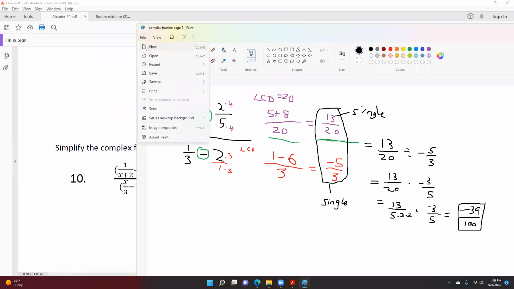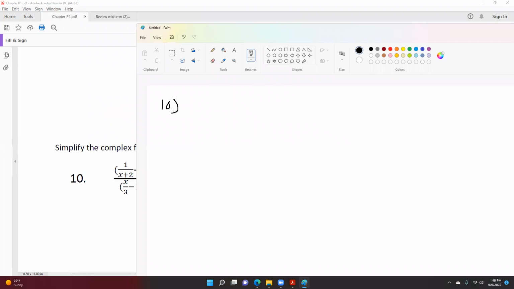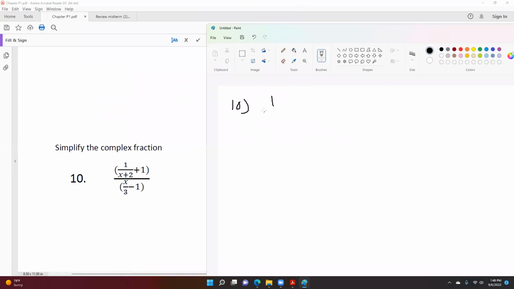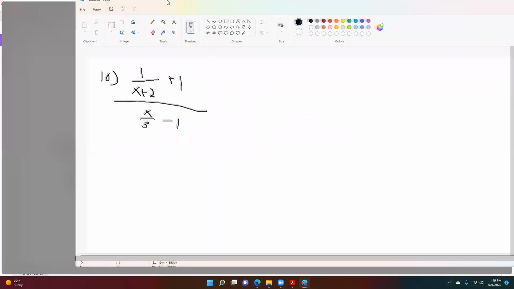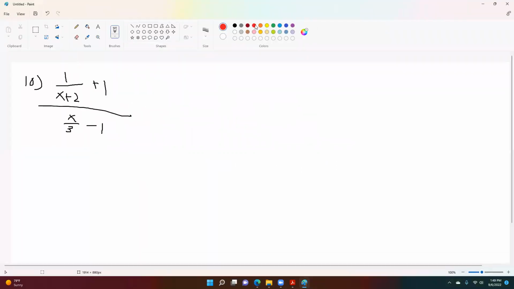So let's take a look at question number 10 here. We have 1 over x plus 2 plus 1 over x minus 3, over x over 3 minus 1. This is the complex fraction for question 10. What we need to do for this kind of question is make this a single fraction. So again, let's concentrate on the numerator. Make it over 1, and you find the LCD in this case.